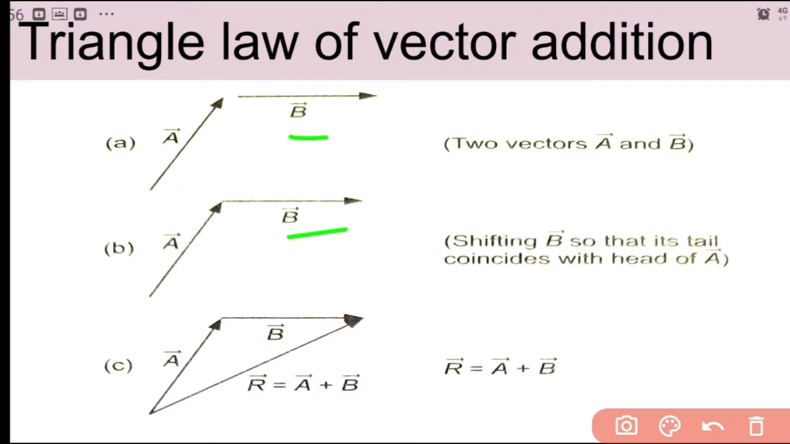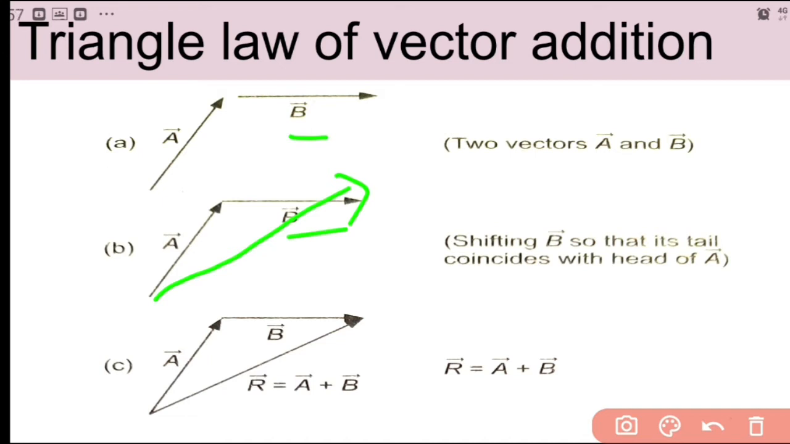Now, after keeping it like this, what you need to do is, from the tail of vector A, draw a line to the head of vector B. From the tail of vector A to the head of vector B, draw a line and put the arrow mark from tail to head. That will give you the sum of vector A and vector B.